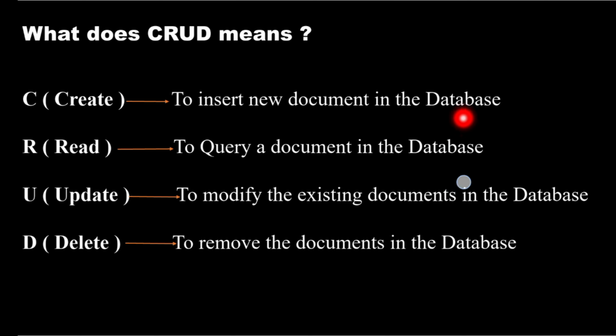Even if a database already exists on the PC, we insert some new documents into it. If we need to study something in the database, we use read, which is to query a document in the database. If there is a mistake in the database, we need to modify the document, so we use update. And D is delete: from the database we can delete the documents that the user feels are unnecessary. So we can add, delete, modify, or just view, which is read. These operations can be performed in the Mongo database by CRUD: create, read, update, and delete.